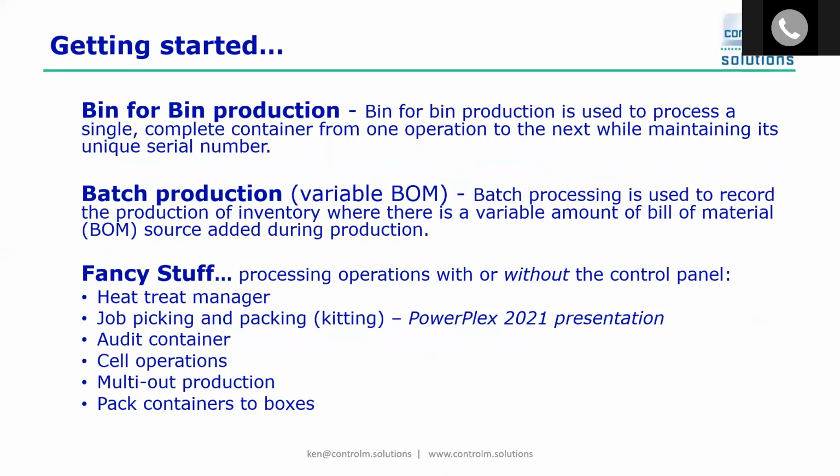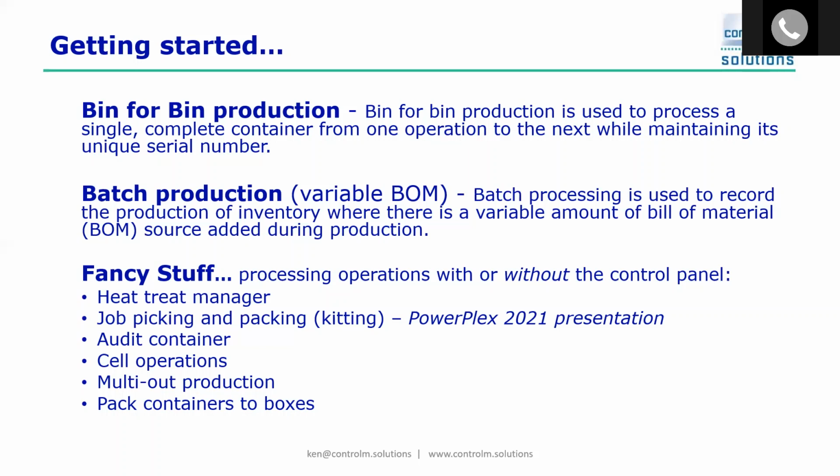There's also the bin for bin production method. Bin for bin production is used to process a single container from one operation to the next, and it maintains its Plex unique serial number for that container. The serial number itself may mean something to you, but really what we're talking about with bin for bin is I have a bin full of parts or product, and I'm going to simply move it through the next operation. It's not becoming something new, it's just maybe maturing. That's a good application for bin for bin.